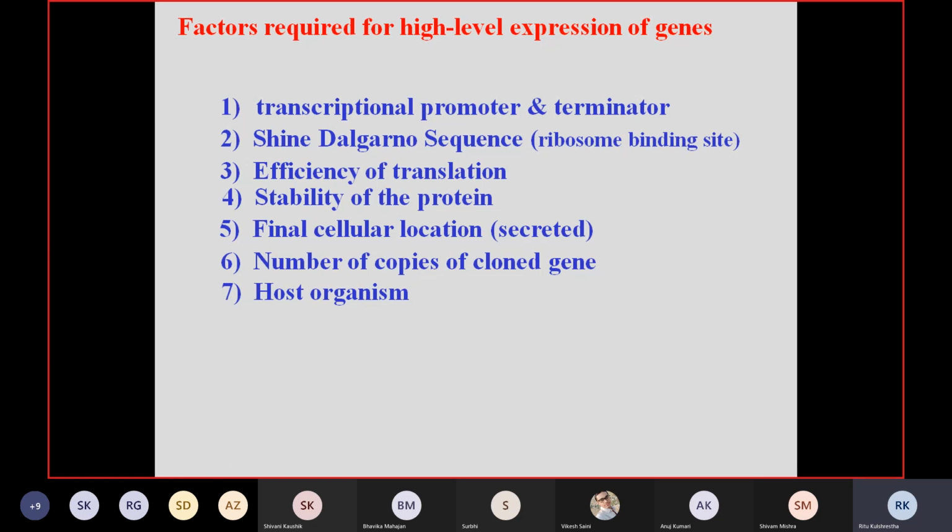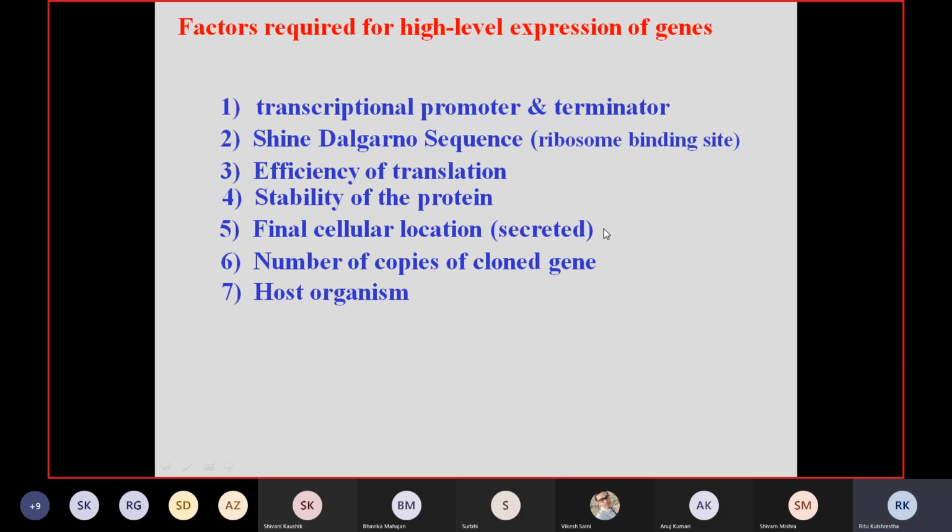Then also another factor: if you want to harvest your protein in very high amount, what factors can affect the final protein amount that you can harvest? One thing is that it will be best if your host strain is able to secrete your protein of interest into the media.